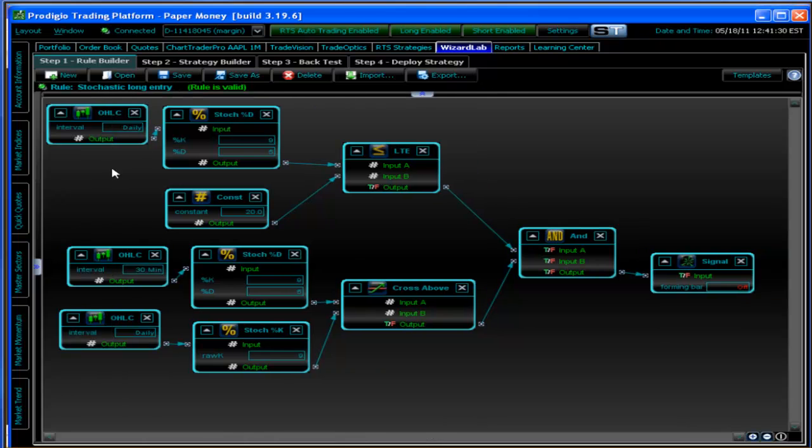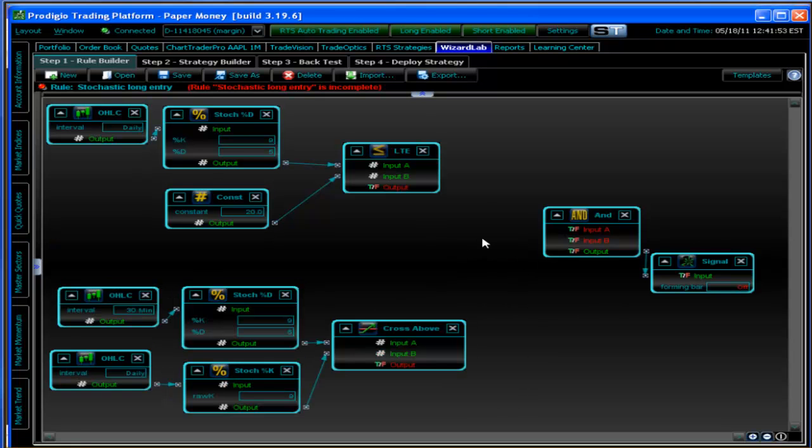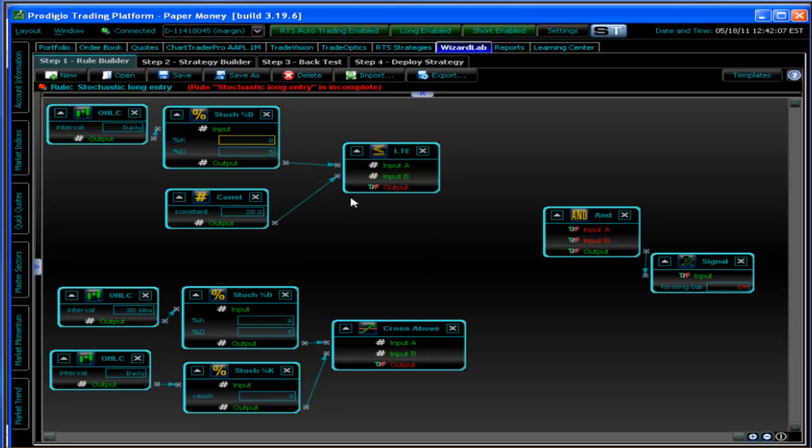So let's see how we can do this here. This is the whole strategy. It's not very big, but it's got a couple of parts to it. And this is the Forex stochastic long entry strategy right from the Shadow Trader Forex newsletter. What I'll do here is break this apart into two parts. I'm going to take the top branch, and this is going to be a condition. I'm going to call this my stochastic %D less than 20 condition. I'm going to save this as its own rule, and then reuse that saved rule as the first input to the AND.